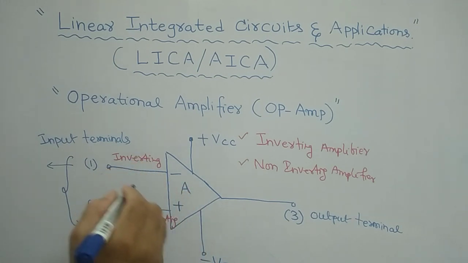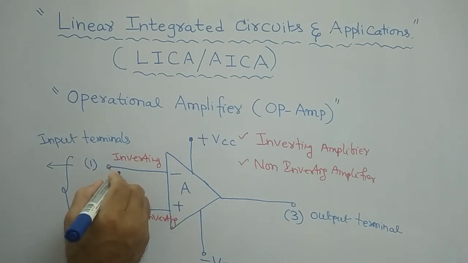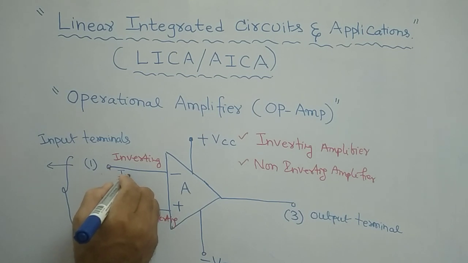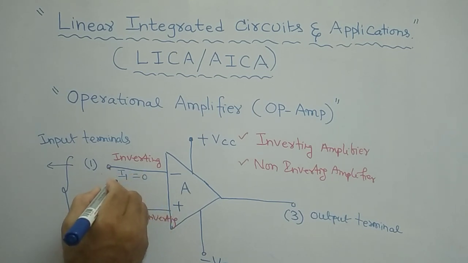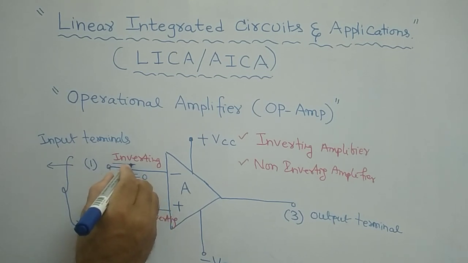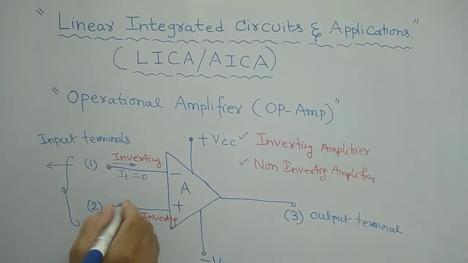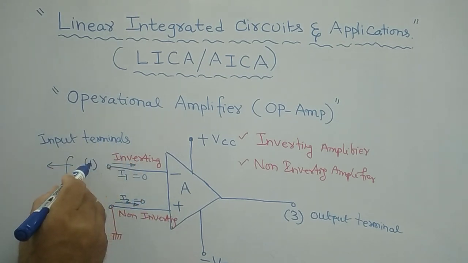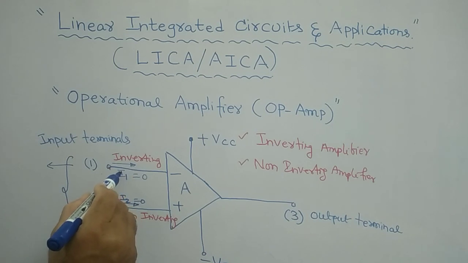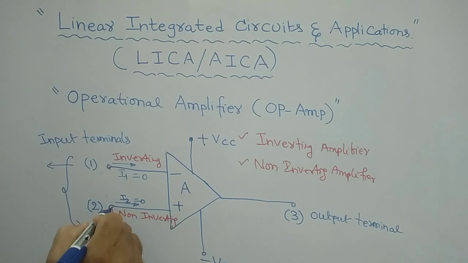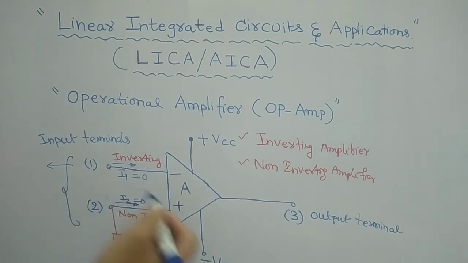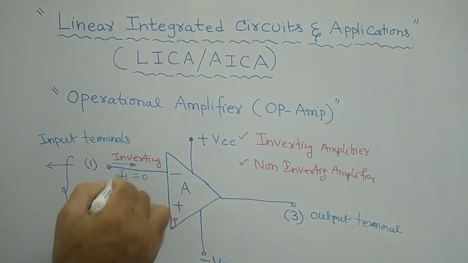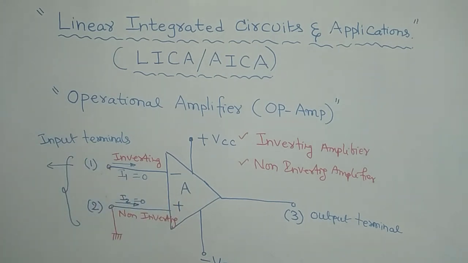Let us say I1 is equal to 0 here, meaning the current flowing through this terminal is 0. Similarly, in this terminal also, let us say I2, the second terminal, I suffix 2, equal to 0. So at the input side, the current is 0.